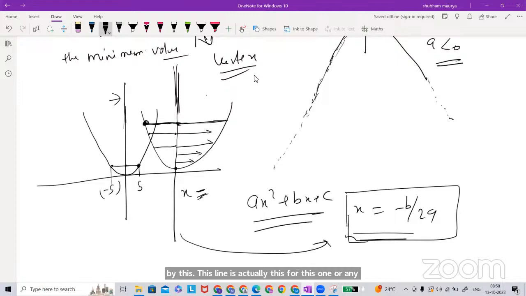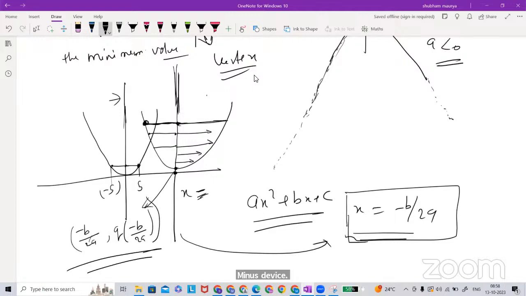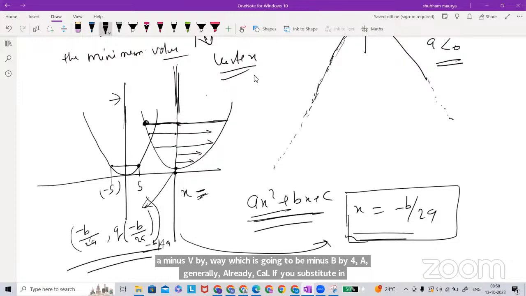And now you see that this gives the x value. So you can calculate the function value here, and finally you can calculate the vertex. The vertex of the parabola is going to be -b/2a, comma, the quadratic value at -b/2a, which is going to be -b/4a. If you substitute in this equation, you can easily calculate that for the general case.